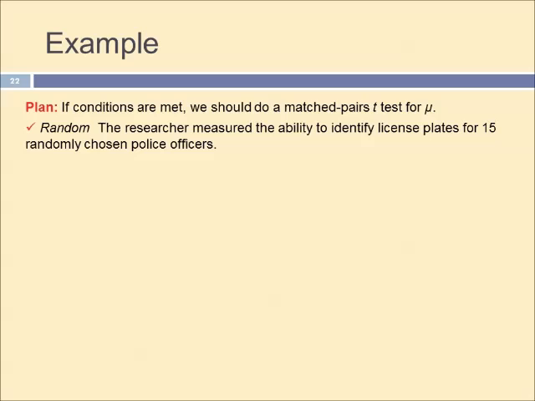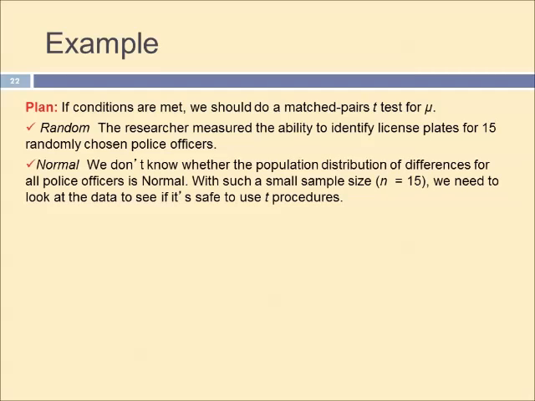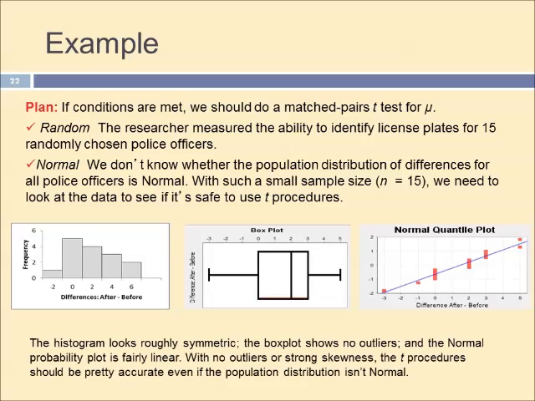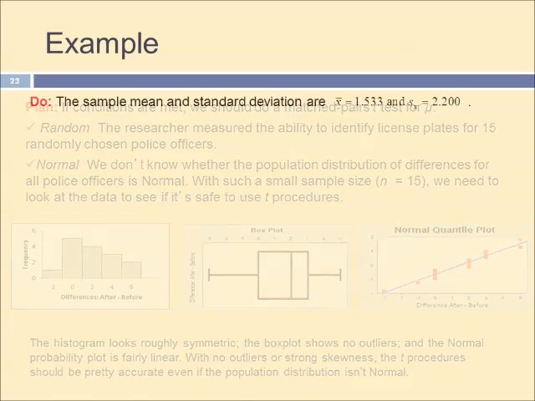So the researcher measured the ability to identify license plates for randomly chosen officers. That condition's met. We don't know whether the population distribution of differences is normal or not, so we need to take a look at the sample. So here we have a histogram of differences before minus after, a box plot, and a normal probability plot. And they look reasonably symmetric, no outliers, and the probability plot is fairly linear. So we're using t procedures.